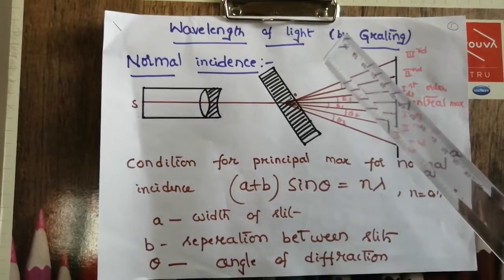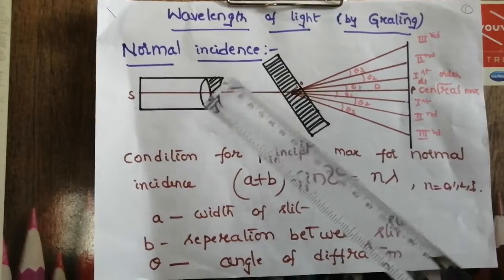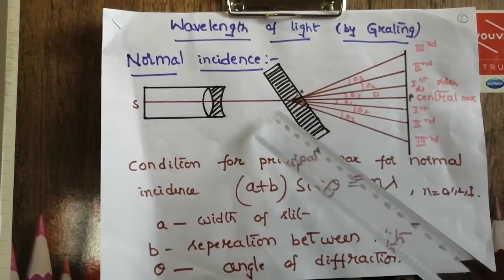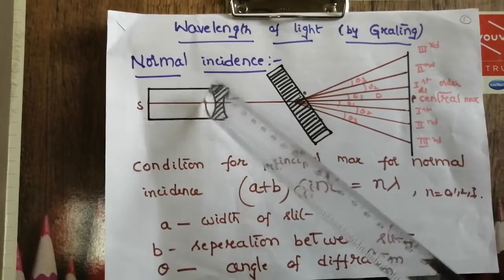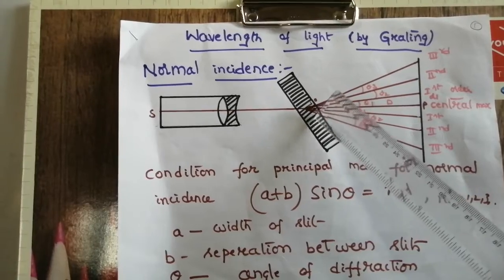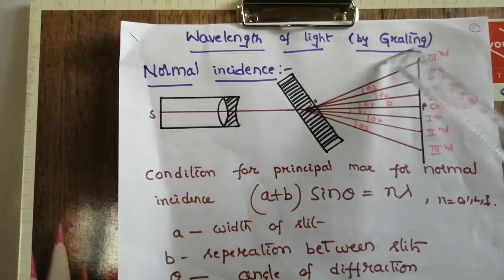Here, let us find out the wavelength of light using a grating. Suppose the first case is normal incidence. This is the grating. Light is coming through the collimator and is incident on the grating normally. That means the angle of incidence is 0, and it is diffracting.